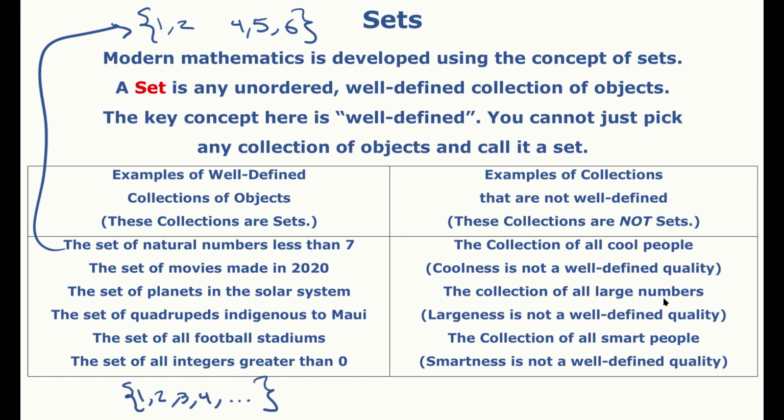Now, if we one day as a planet decide, okay, we're going to call every number that's larger than so and so, we pick a number and say we're going to call that large, then from that point forward, this could be a well-defined collection of objects and it could be a set, but not at this time. The collection of all smart people. Here we go again. We have the same problem. You may have a good idea of what's a smart person, but it's not really a well-defined quality. So this would not be considered a mathematical set.